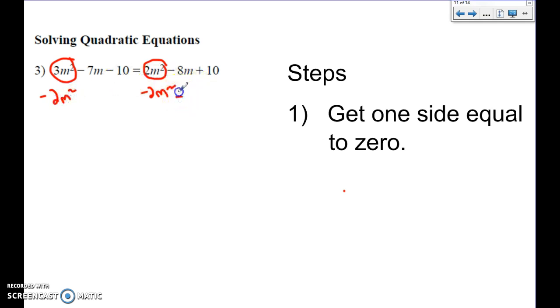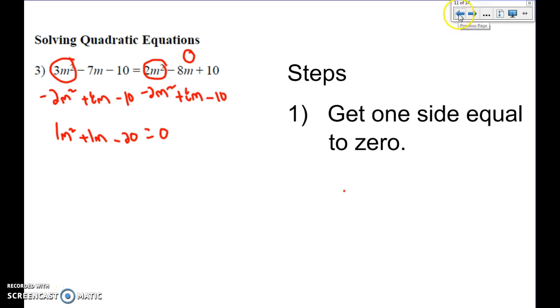Okay, and while I'm doing that, I'm trying to get this side to equal 0, so I'm going to add 8m to both sides, and I'm just going to subtract 10. So that totally gets this left side equal to 0, because everything cancels. So 3 minus 2, these are like terms, so I end up with 1m squared. -7 plus 8 gets me 1m, and then -10 minus 10 gets me -20.